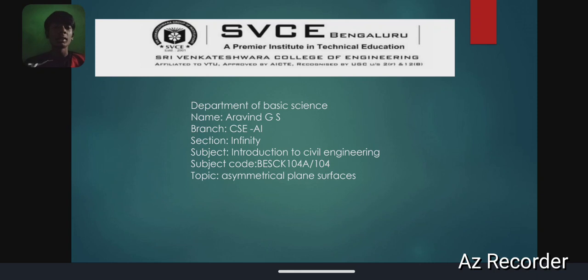Myself Arvind GS. I am studying in Sri Venkateshwara College of Engineering, Department of Basic Science. Name Arvind GS. Branch CSEI. Section Infinity. Subject Introduction to Civil Engineering. And topic Asymmetrical Plane Surfaces.